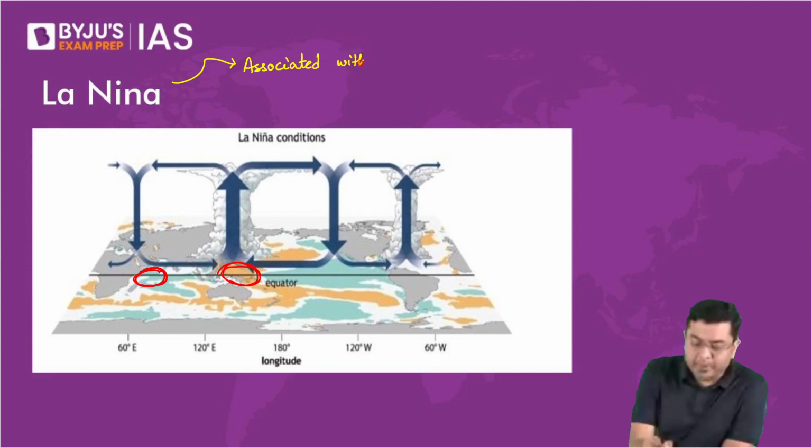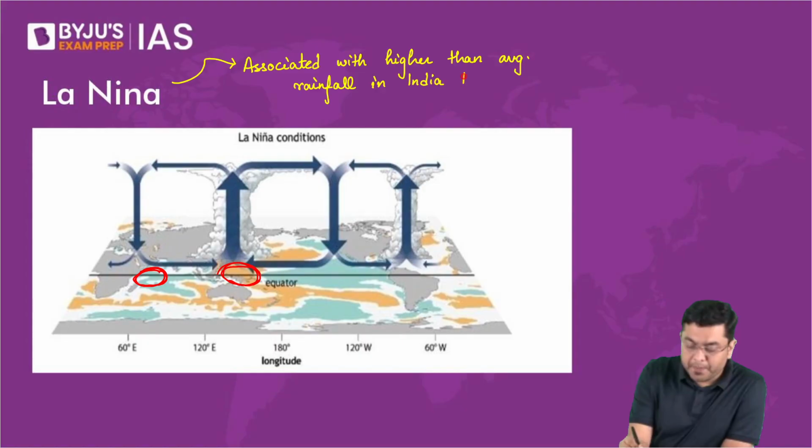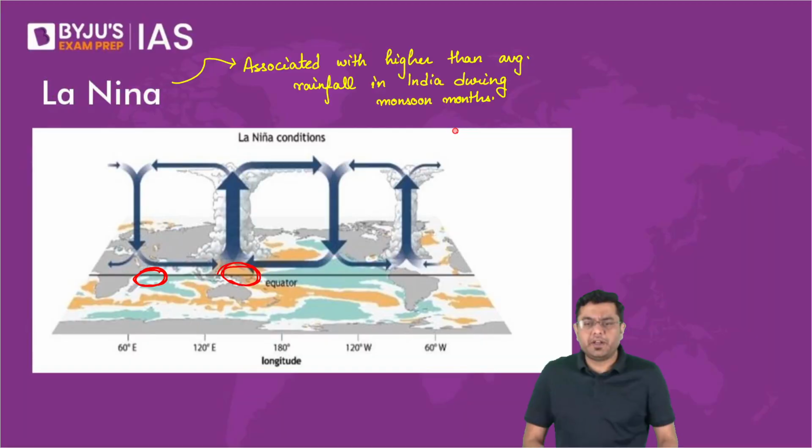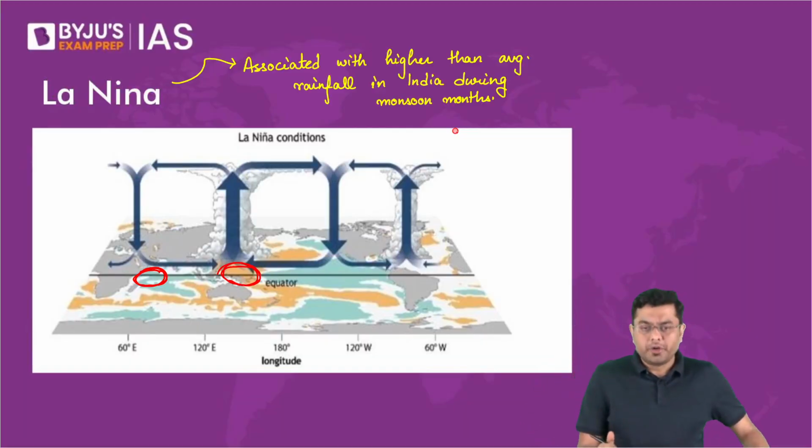Associated with higher than average rainfall in India during monsoon months. Primarily during monsoon months, but otherwise also it will be always associated with higher than average rainfall.